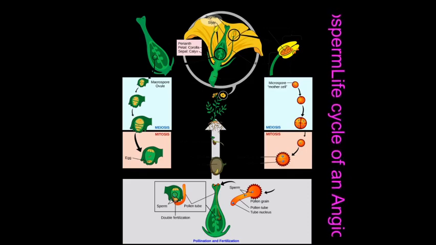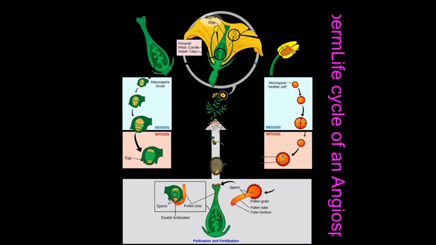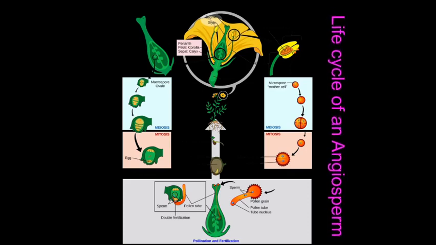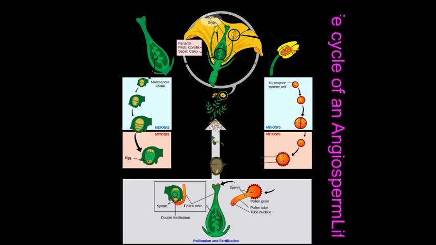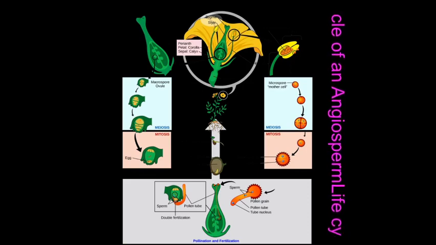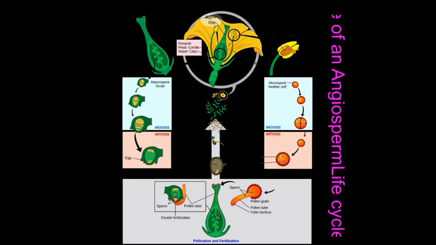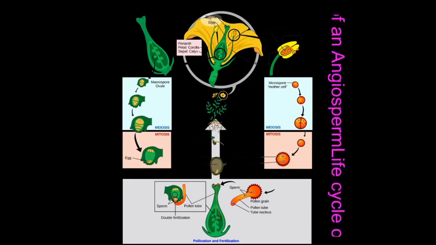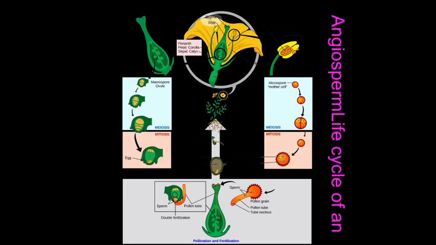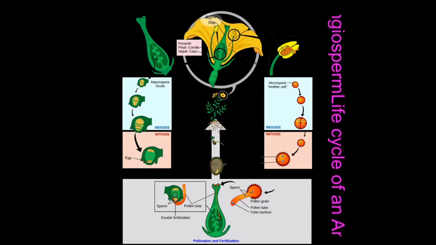So this embryo and endosperm together are produced within this ovule, and that ovule eventually develops as a seed. The seed is the ultimate product of sexual reproduction in angiosperms, which on germination gives rise to the new plant again.